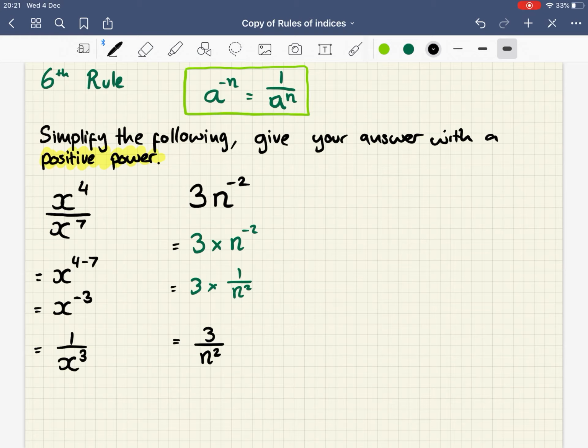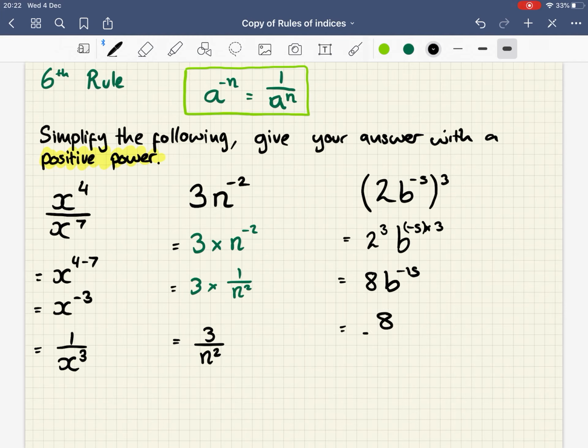So as a further example of that then, if I had something like 3, well, let's not do 3 actually. Let's do 2b to the power of minus 5 all to the power of 3. Again, I would go through the same way as before. 2 cubed is 8. I've now got b to the power of minus 15. And then, because I want it with a positive power, 8 is not affected by negative 15. 8 is on the top, and on the bottom is b to the power of 15.